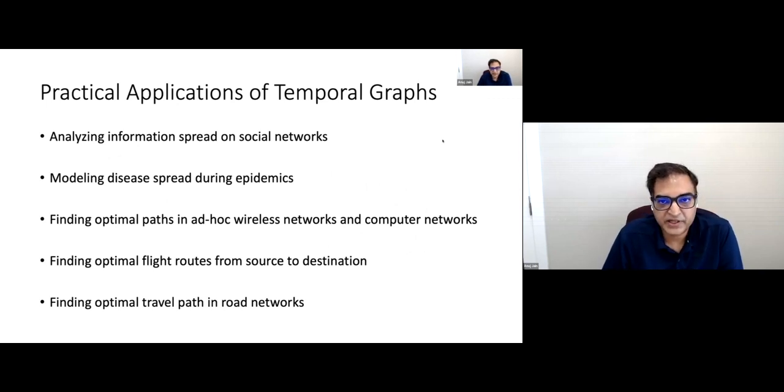There are many practical applications of temporal graphs, as everyone here is already aware. To give a few examples, they can be used for analyzing information spread in social networks, for modeling disease spread in pandemics or epidemics. They could be used to find optimal paths in ad hoc wireless networks, or for optimal flight routes, or even for optimal travel paths in road networks, because road networks keep changing over time as traffic patterns change and new streets appear, and so on.